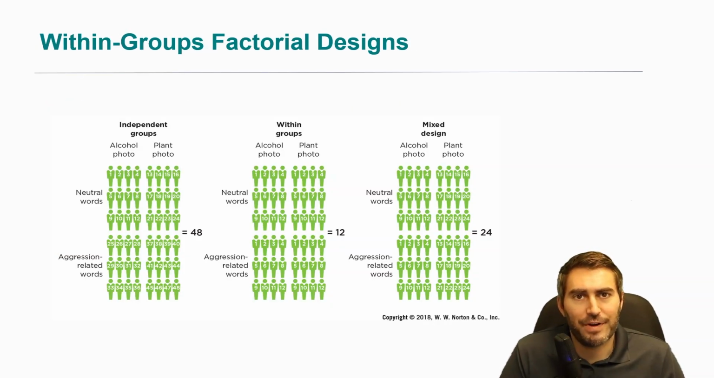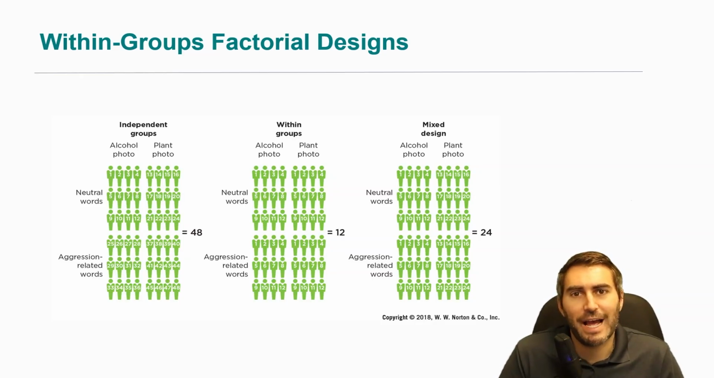In within groups factorial designs, also known as repeated measures factorial designs, both independent variables are manipulated within groups. Thus, if you have a 2x2 within groups design, there's only one group of participants, but they participate in all 4 groups or cells one at a time. For example, if you wanted 50 participants in each cell or condition, you would only need 50 participants total because each of those 50 people would be in each of the 4 conditions.